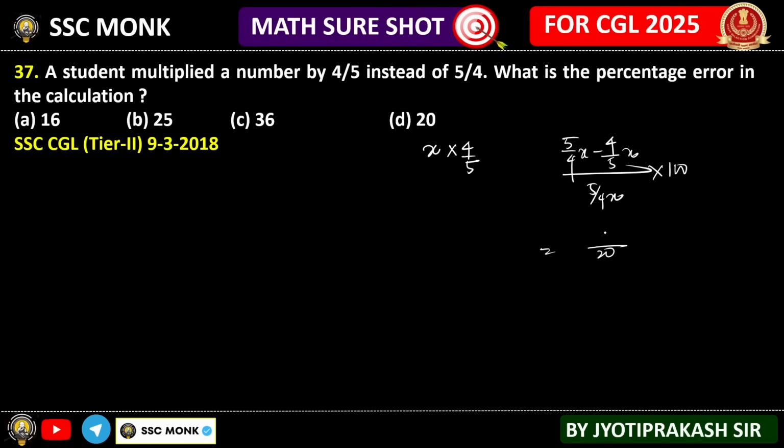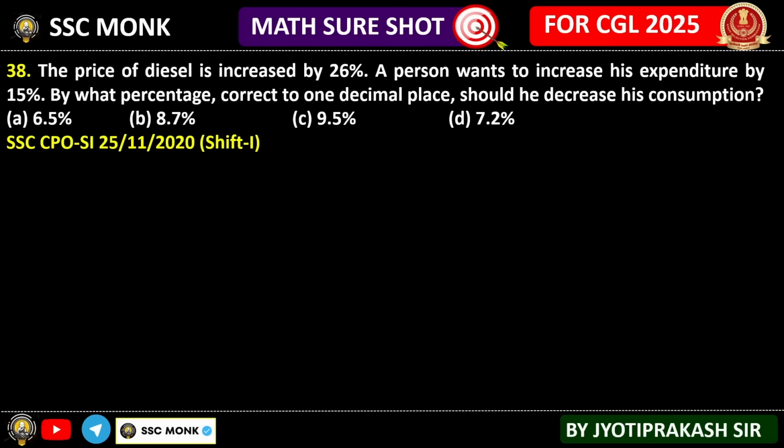Here it is 25 minus 16, that is 9x divided by 5 by 4 x, into 100. This can be written as 9 into 4 divided by 20 into 5 into 100. So 20 into 5, 100 cancels. So 9 into 4 is equal to 36%. So what is the percentage error? 36%.